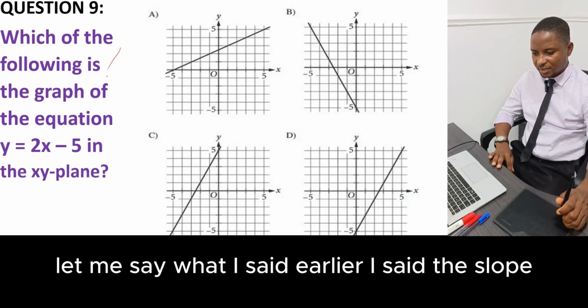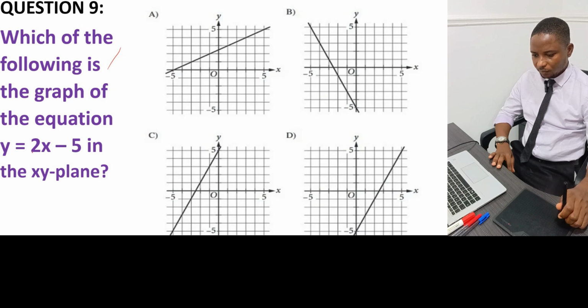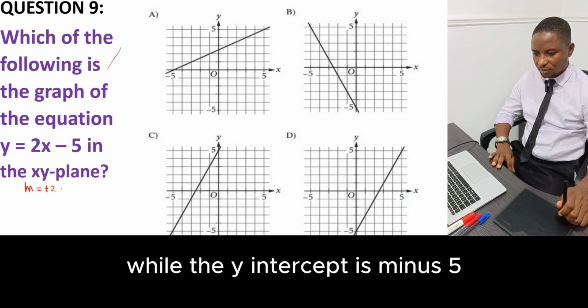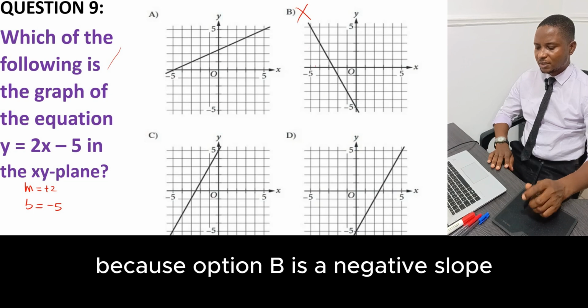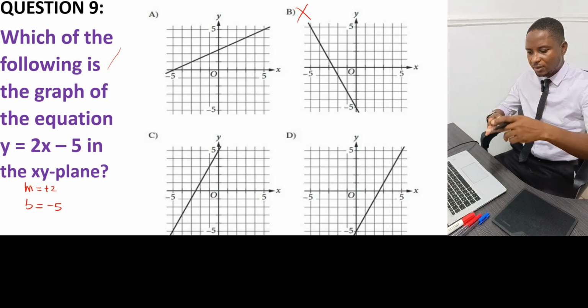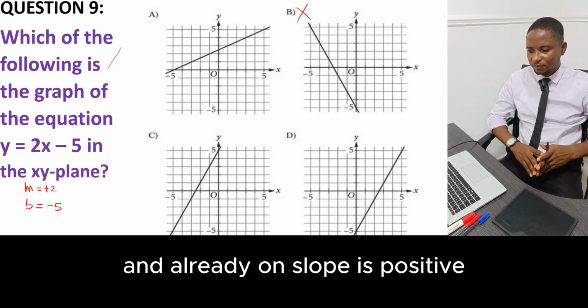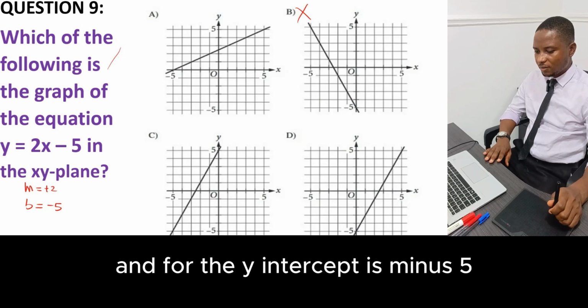Again, let me say what I said earlier. I said the slope is positive 2, while the y-intercept is minus 5. So with this information, I can eliminate option B first. Why am I eliminating option B? Because option B is a negative slope, and already our slope is positive. And the y-intercept is minus 5.